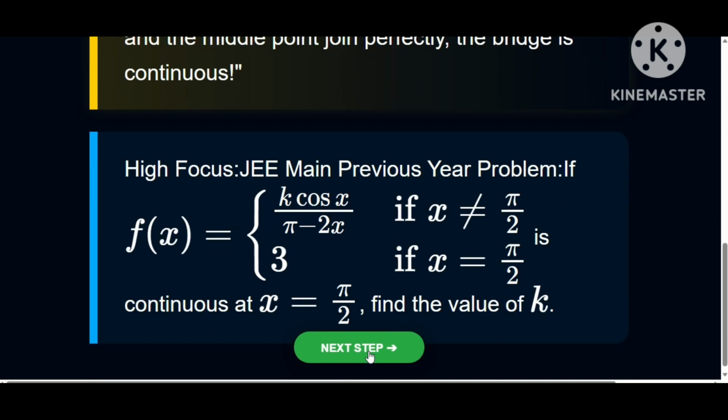Next, let's solve one problem from JEE Mains previous year problems. High focus. If f of x is equal to k cos x by pi minus 2x if x is not equal to pi by 2, and 3 if x is equal to pi by 2, and f is continuous at x equal to pi by 2, find the value of k. Let's go to the solving.